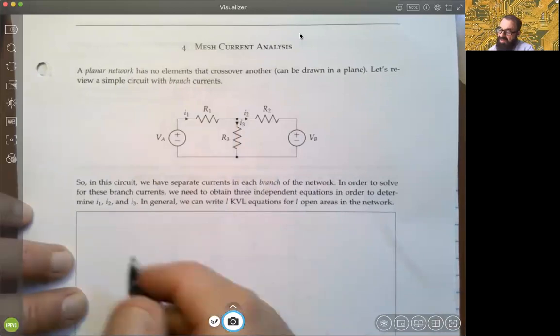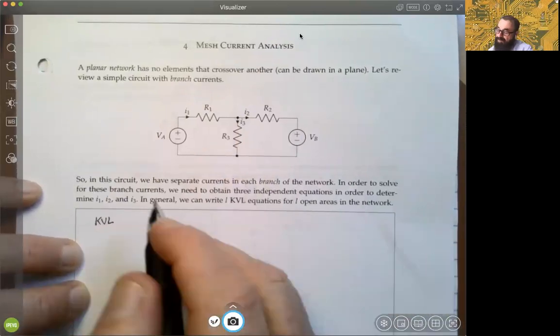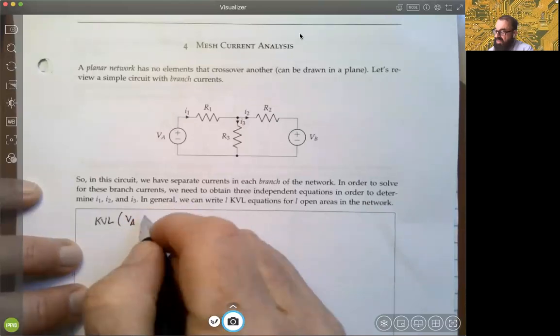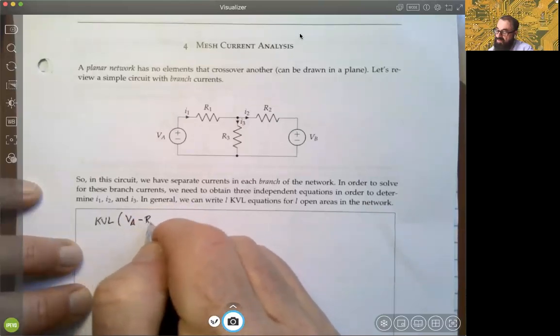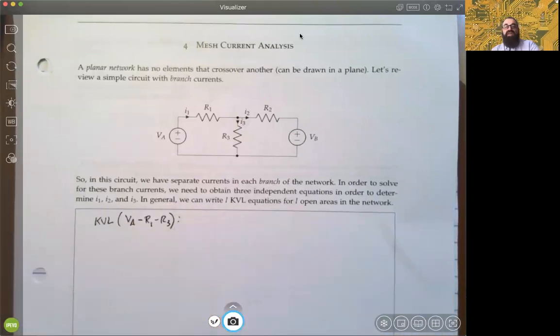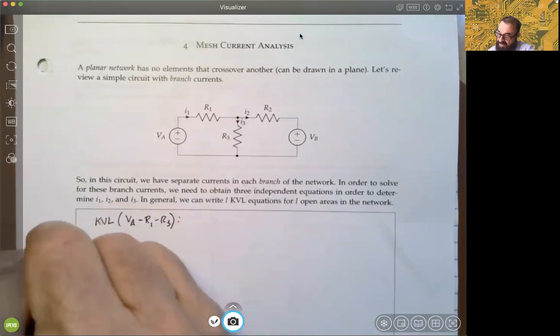So we'll start off by looking at a KVL equation, let's say on the far left. I'll indicate the path, voltage source A to resistance 1 through resistance 3. That's just indicating what the loop would be. And what I'm going to do is simply apply Ohm's law there to represent all of the voltages that you would encounter as you went around the KVL loop. We'll do this in a clockwise formation.